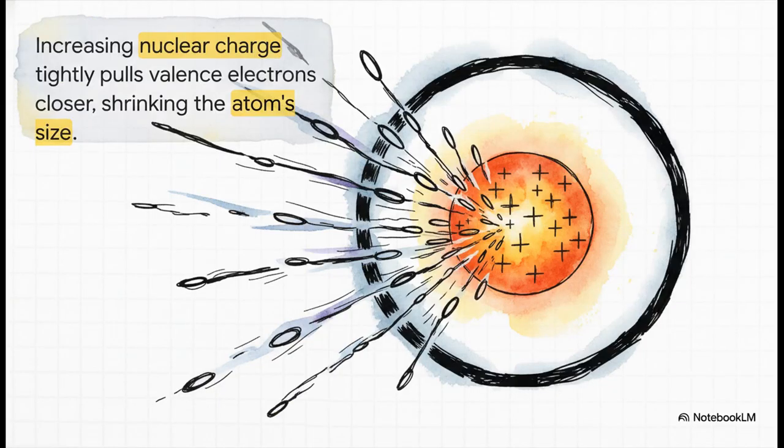Well, the answer is that the growing positive charge in the nucleus outpaces the shielding effect. Shielding is just inner electrons blocking the pull of the nucleus. But because the new electrons are being added to the exact same outer shell, they don't really shield against each other very well. Meanwhile, you just keep adding more and more protons to the center. That massive, effective nuclear charge just yanks everything tighter together, pulling the entire electron cloud forcefully inward.